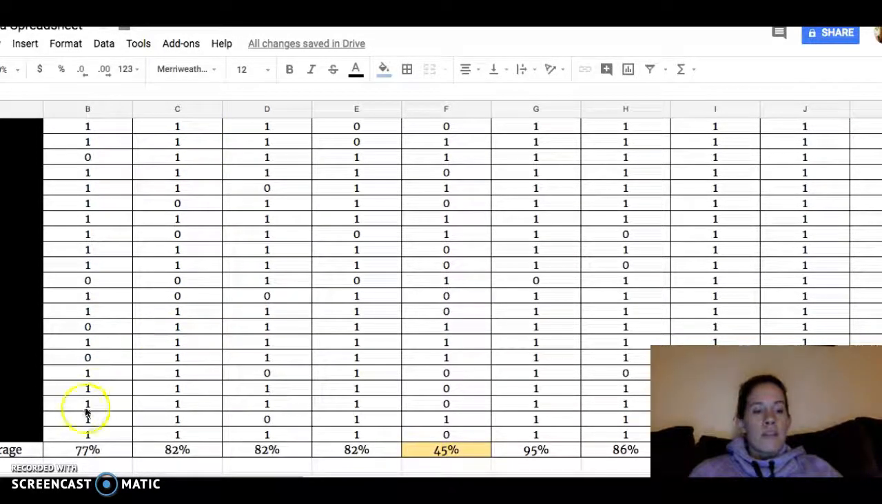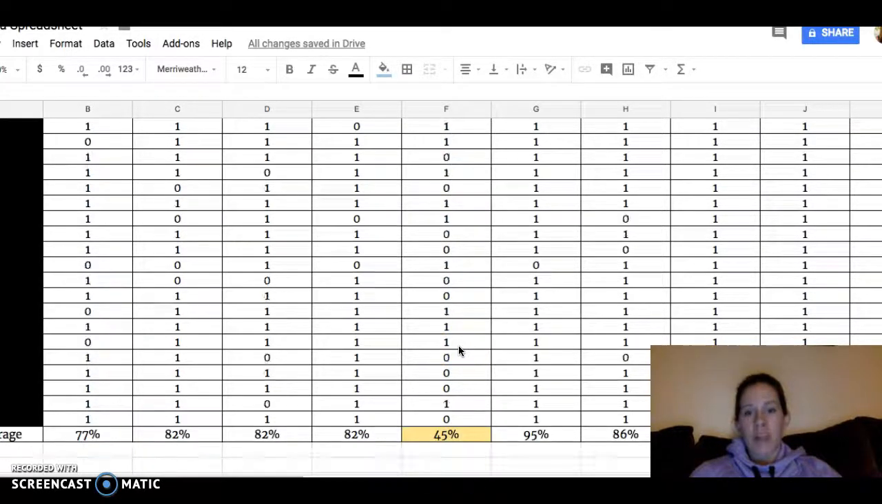If they got it right, they got a 1. If they got it incorrect, it was a 0. And then down at the bottom, I have the question average. So for question 1, the average was 77%. So 77% of my students got the first question on the test correct. I went through and I highlighted some red flags. So question number 5 was a red flag for me because only 45% of my students got that correct.